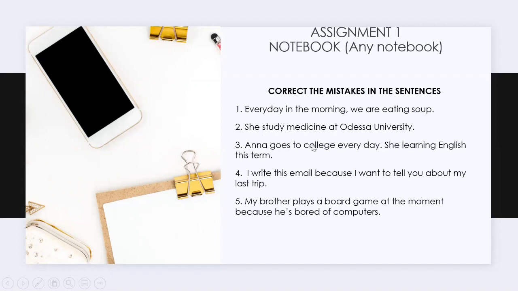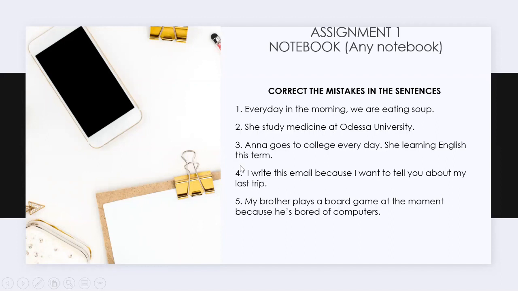Number 2, she studied medicine at Odyssey University. Your key words, someone is at a university. That's going to be for a few years and it's going to end. We use the present continuous when you talk about something that's happening now and it will end. So the correct sentence should be, she is studying medicine at Odyssey University. So just write the correct answer. Number 1, every day in the morning we eat soup. Number 2, she is studying medicine at Odyssey University.